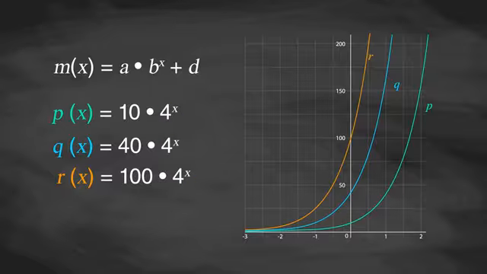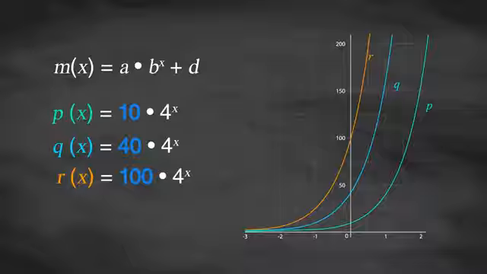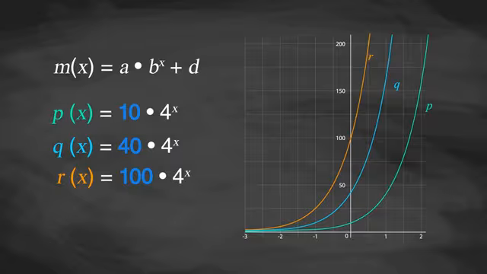The only difference in the equations is their a values. The a value is the initial value of the function and the y-intercept of the graph. The graphs change at the same rate, but each has a different y-intercept.